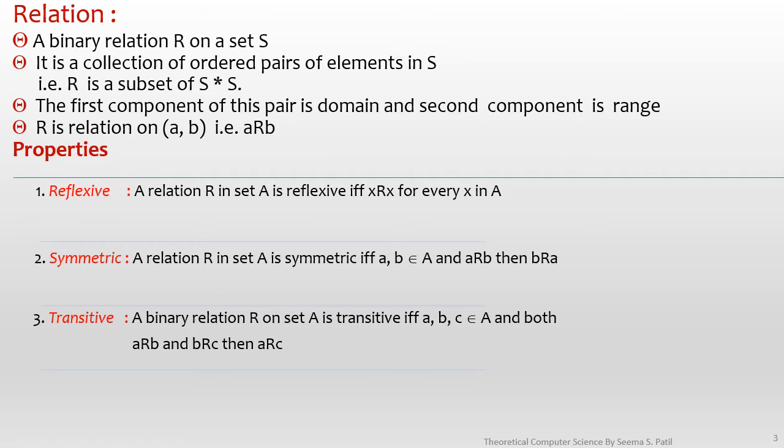The second one is symmetric. A relation R in set A is symmetric if and only if A, B belongs to capital A and A R B, then B R A. The third one is transitive. A binary relation R on set A is transitive if and only if A, B, C belongs to A and both A R B and B R C, then A R C.